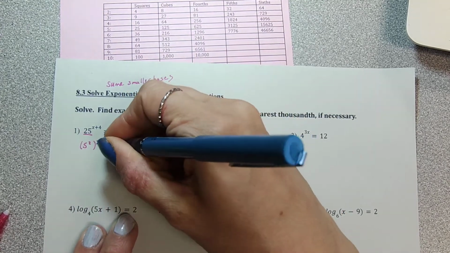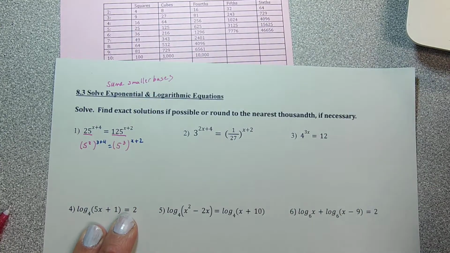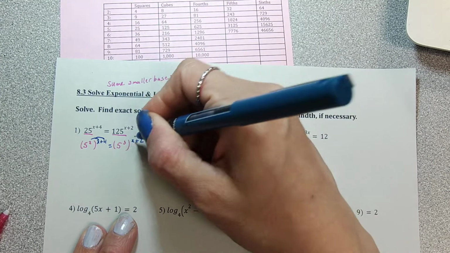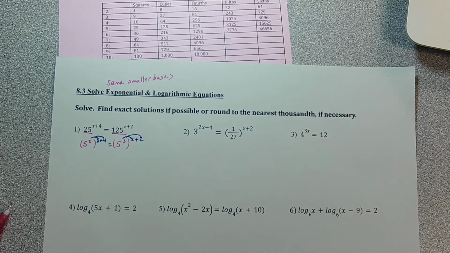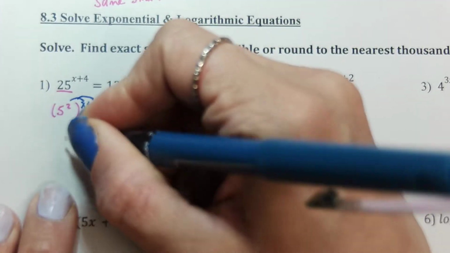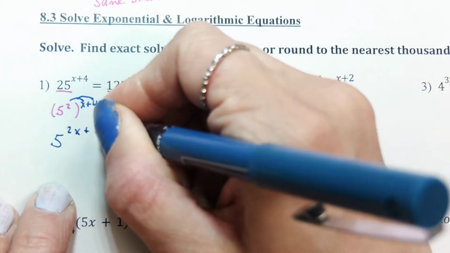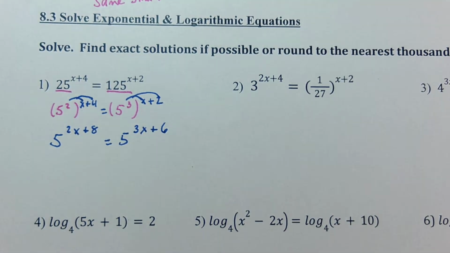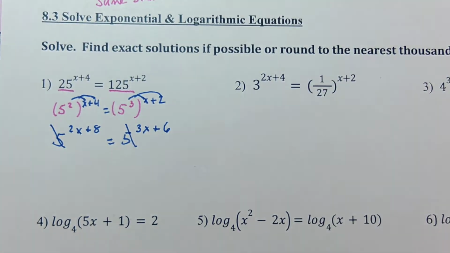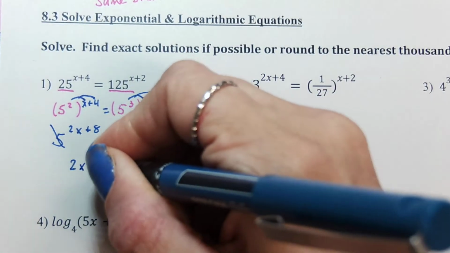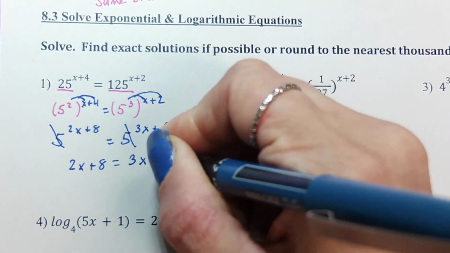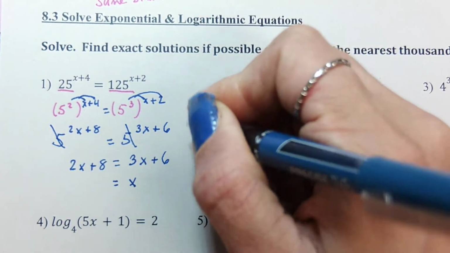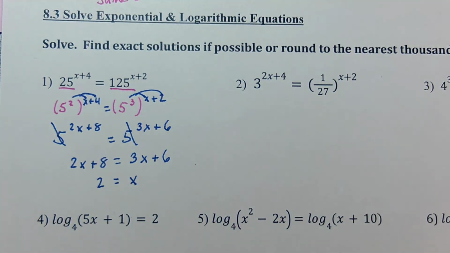The biggest little mistake that I see on this section is sometimes students will forget to distribute that exponent to both of those powers. So making sure you distribute to both of those, and then once you simplify that expression, we would get 5 to the 2x plus 8 equals 5 to the 3x plus 6. And at this point, once we have the same bases, we can cross them off and drop those exponential expressions to ground level. So then 2x plus 8 equals 3x plus 6. Subtract the 2x and we get x. Subtract the 6 and we get 2.